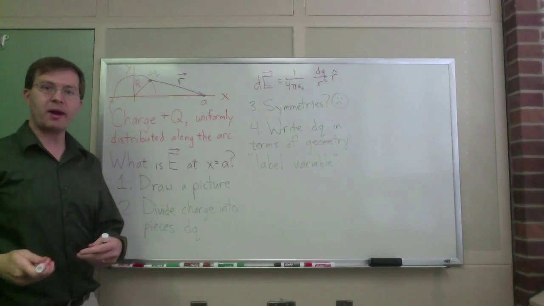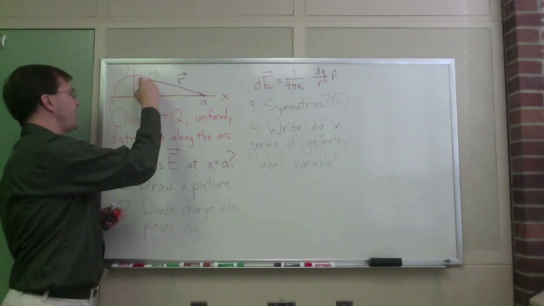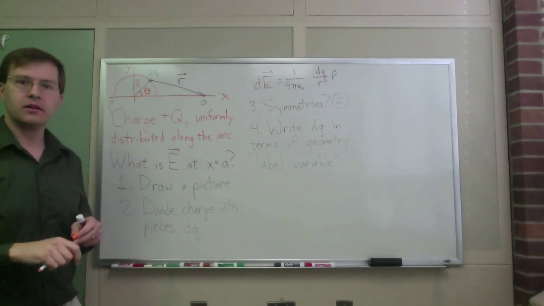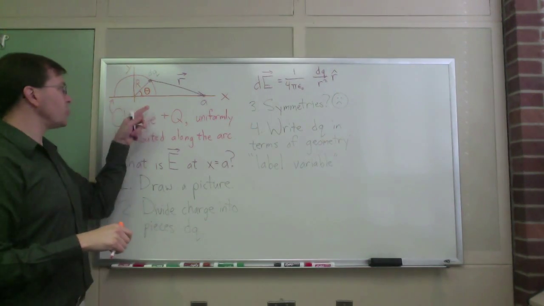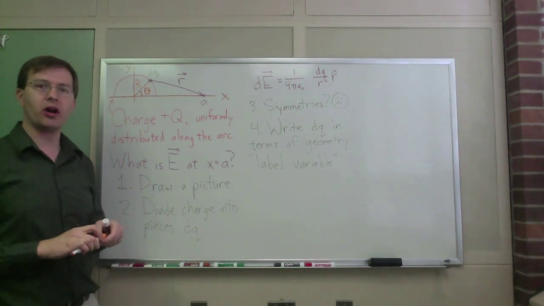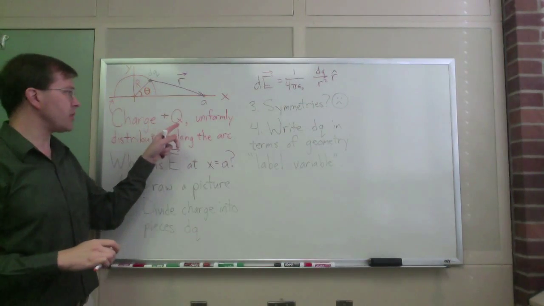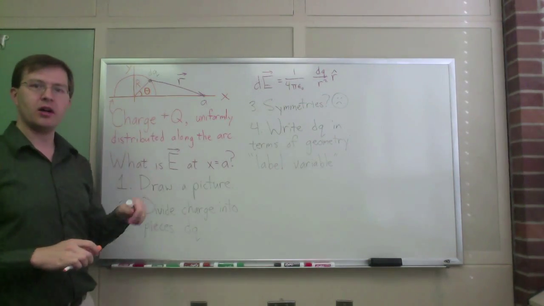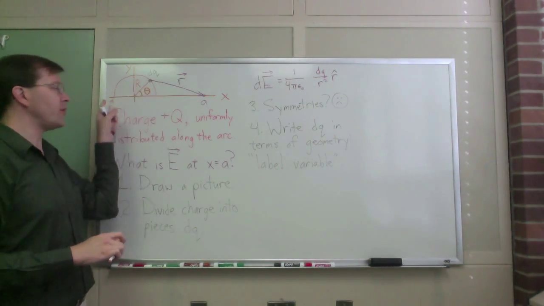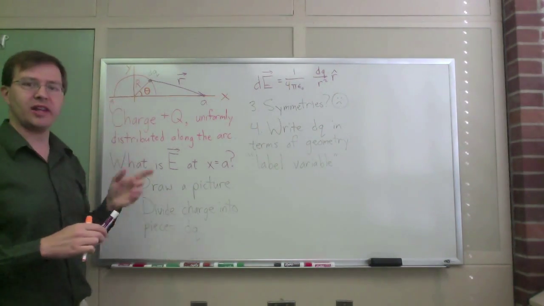The other choice, the one I'm actually going to make, is to say, hey, let me choose an angle, call this angle theta, and my angles will uniquely label each dq, rather, each little bit of charge around the arc. And this one I like better because I know that the charge plus q is uniformly distributed along the arc, uniform around there, and theta goes uniformly along the length of the arc.